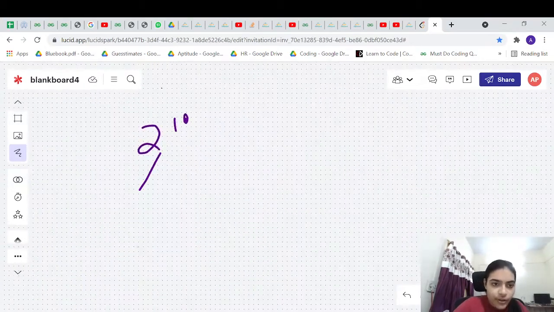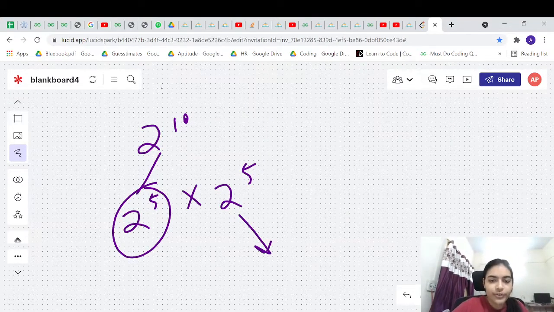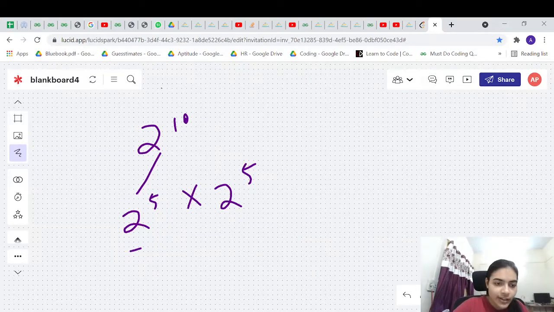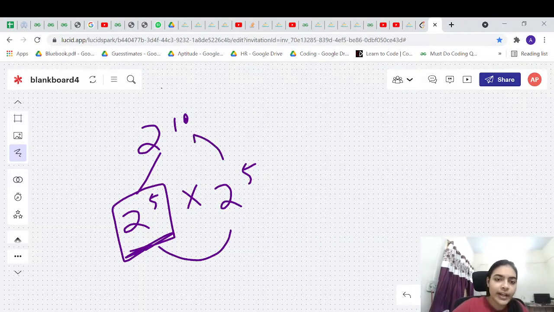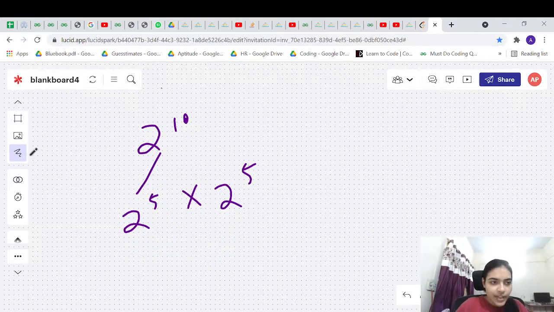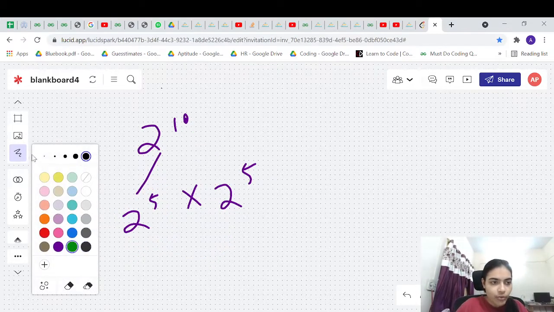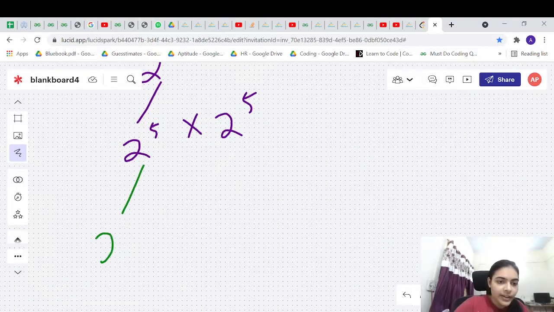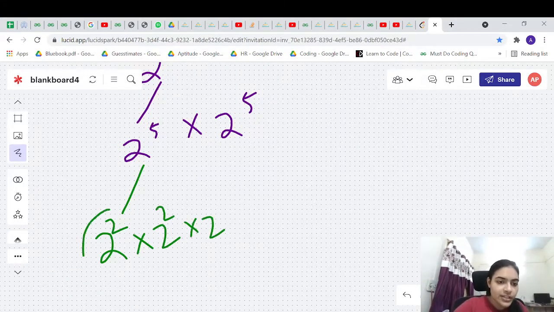You take 2 power 5 and multiply 2 power 5 with 2 power 5, and get the value for this. Don't go into this recursion tree, just get the value here. From this value, multiply it again, and you will get back your answer. If you want to find 2 power 5, take 2 power 2 into 2 power 2, and multiply it by 2, and you will get your answer.